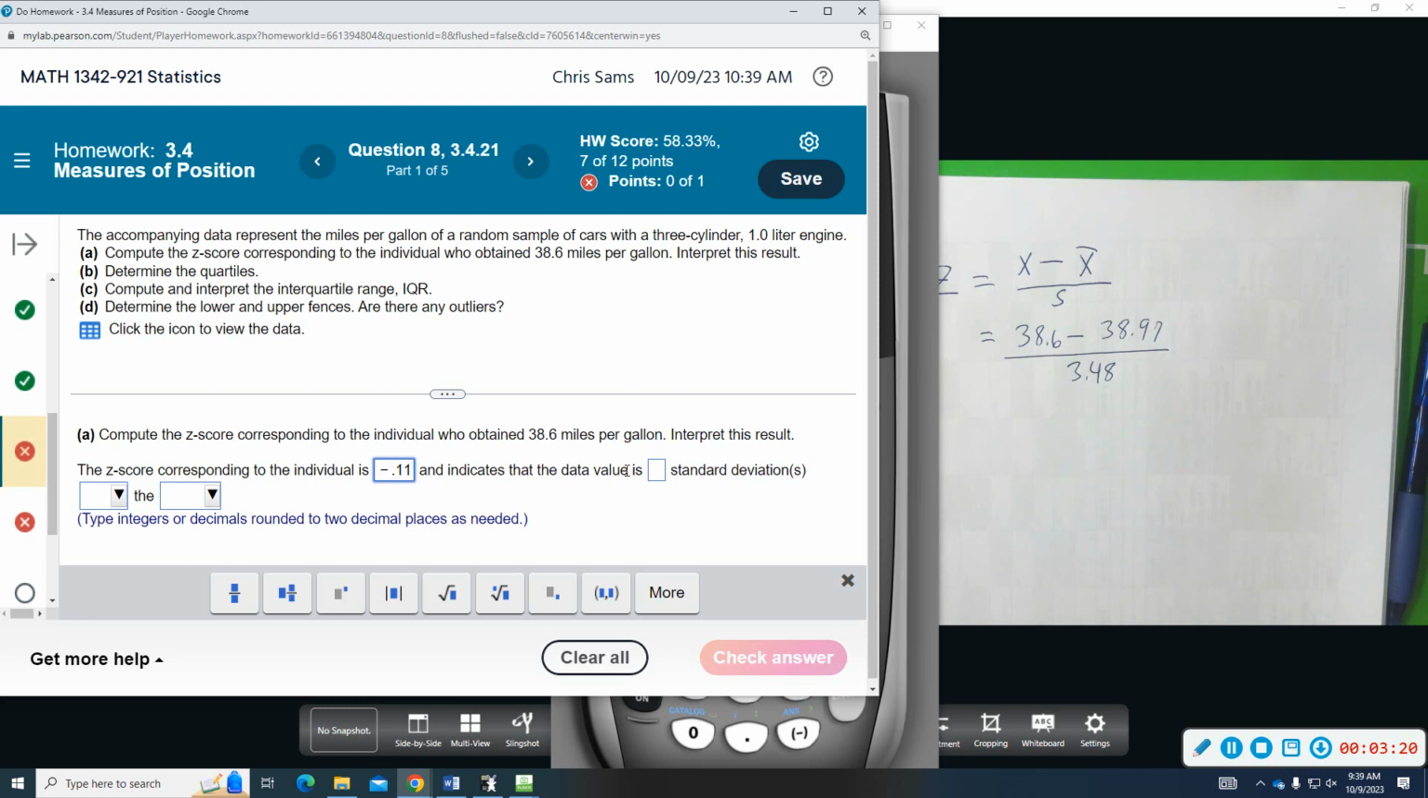The z-score of the individual, that value is negative 0.11. So this is how many standard deviations you are above or below the mean when you do the z-score. So the z-score was negative 0.11. That data value is 0.11 standard deviations below, since it's negative, the mean.